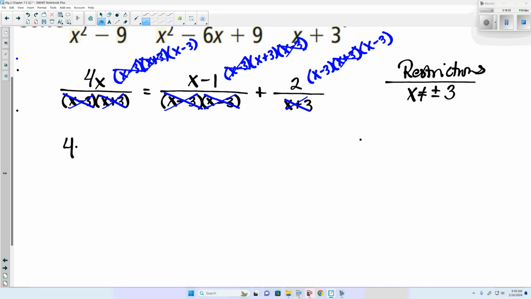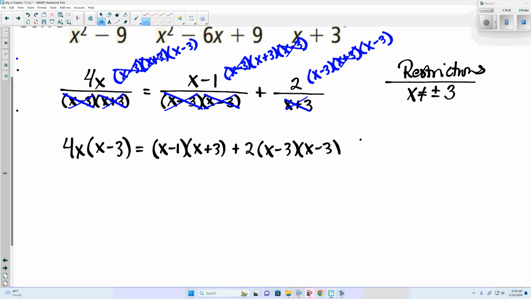And what that leaves us with is 4x times x minus 3 is equal to x minus 1 times x plus 3 plus 2 times x minus 3 times x minus 3. Questions on this here?